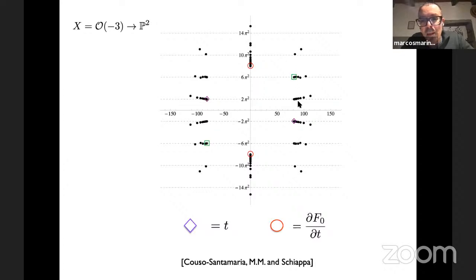So you see that there is a sort of neat structure. And essentially, every singularity here is an integer linear combination of t, dF0 with respect to t. So this is the A period of the Calabi-Yau. This is the B period. And then a constant 4π². Okay. So this is a numerical calculation, but it gives some strong evidence that the singularities are located really at periods of the Calabi-Yau.